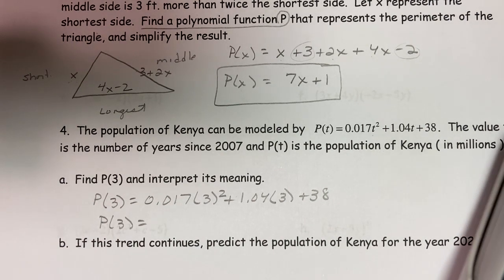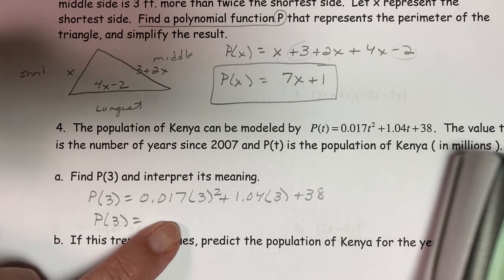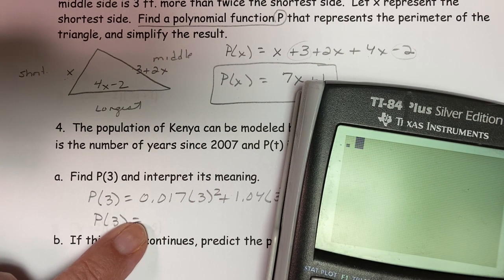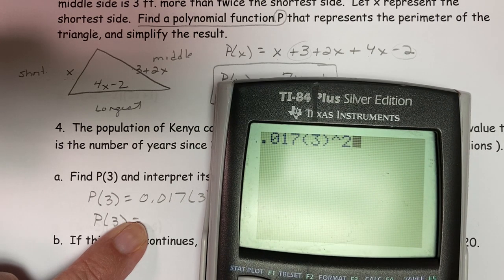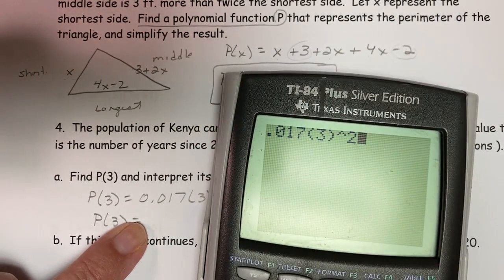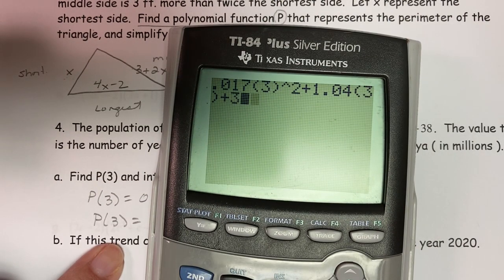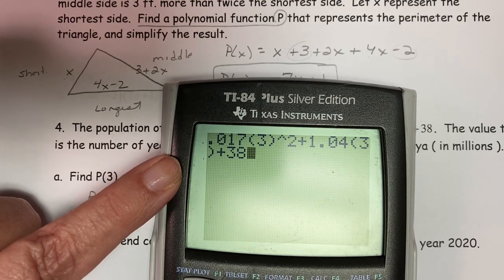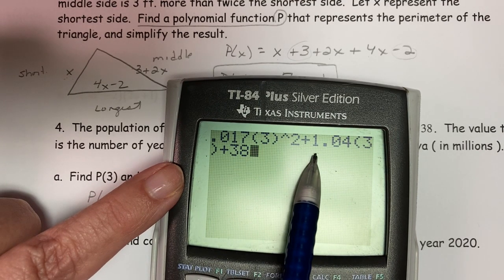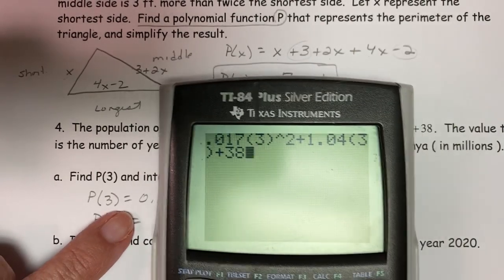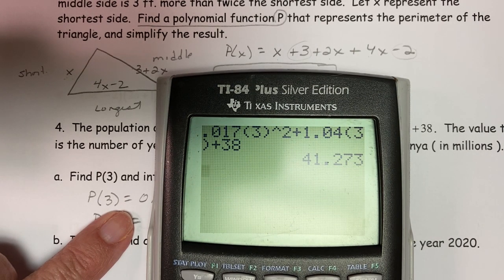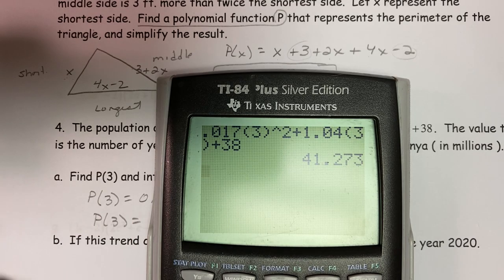So here we go. If we plug it into the calculator, it would be 0.017 parentheses 3 parentheses squared. So see how I'm putting it in. And then I need plus 1.04 parentheses 3. And then I'm going to have the plus 38. So make sure that you see that I squared this 3, 1.04 times 3. I'm just looking to make sure it's right. So when I do that, I get 41.273.